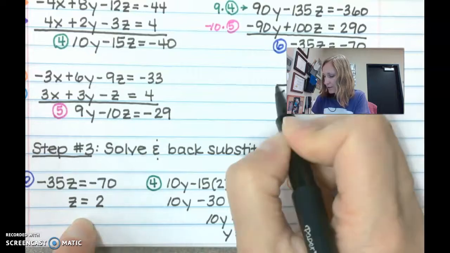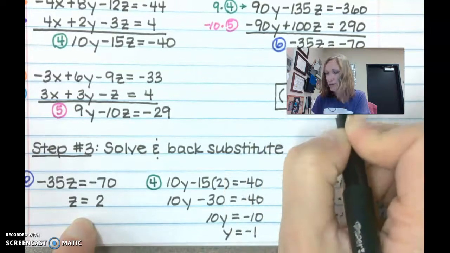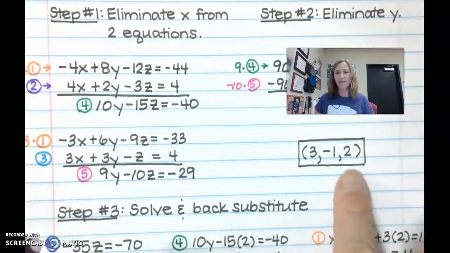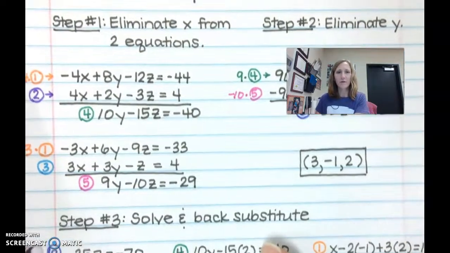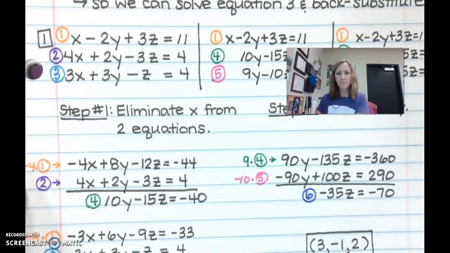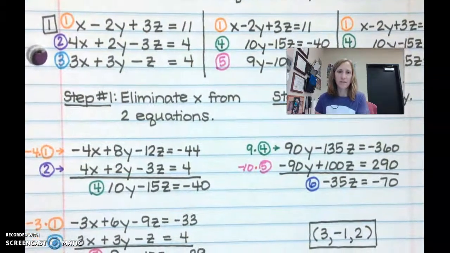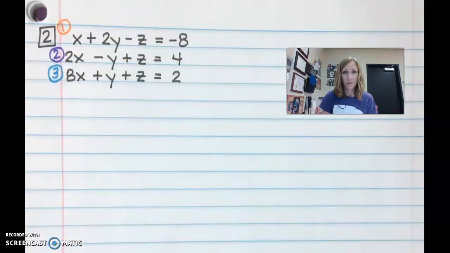Just like when we solve systems in 2 variables, we can check this by plugging in our x, y, and z value to all 3 of our original equations to make sure that that is in fact a solution that satisfies all 3 equations in the original system. So let's see if we can solve another system in 3 variables.